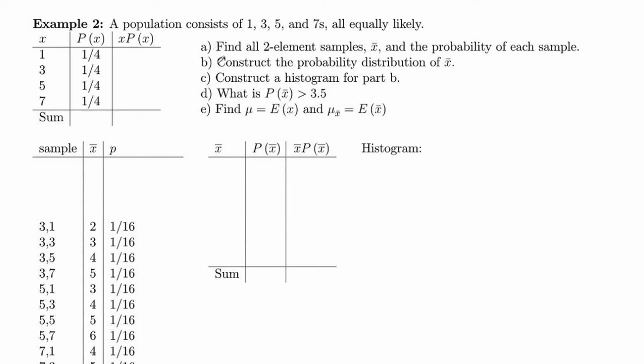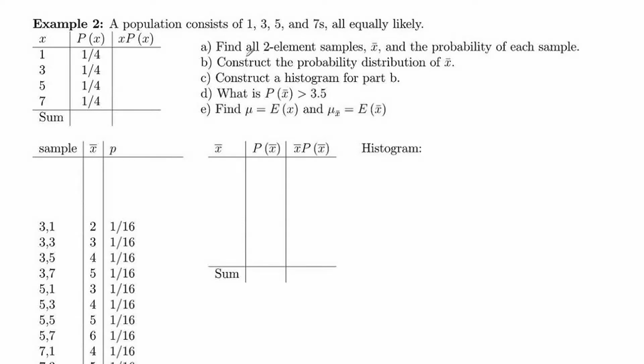So here in example 2, we have a population that consists of infinite number of 1s, 3s, 5s, and 7s, all equally likely. So here is the probability distribution of that population. So 1, 3, 5, and 7 are the different x values. They each have probability 1/4.